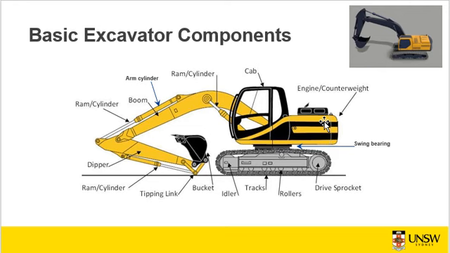So beneath the cabin is the undercarriage, which supports the weight of the cabin and provides traction to uneven surfaces. So the undercarriage is here. This includes the swing bearing and allows the cabin to gyrate. And the undercarriage consists of the idler, tracks, roller, drive sprocket. And to the left we have the arm cylinder, right? The dipper, tipping link and bucket. All these components were discussed in the previous slide.